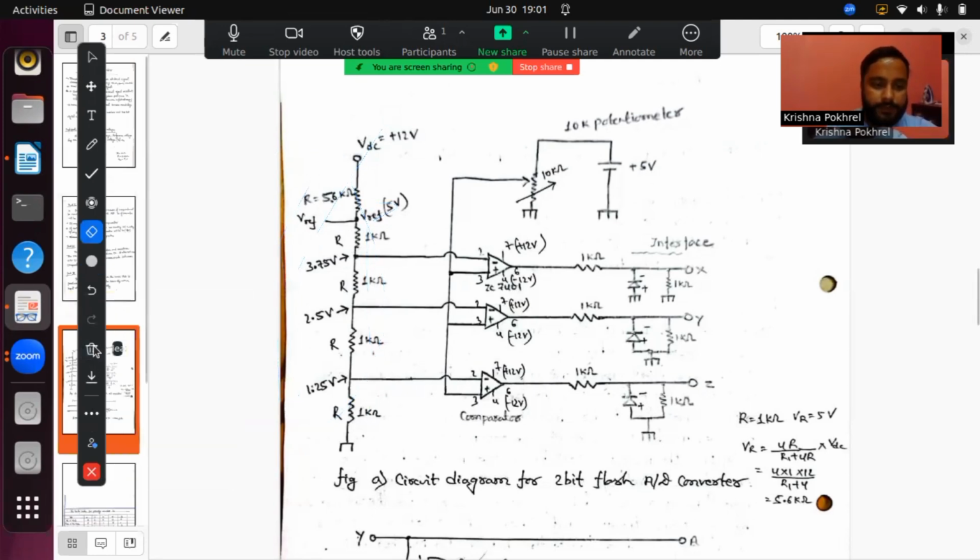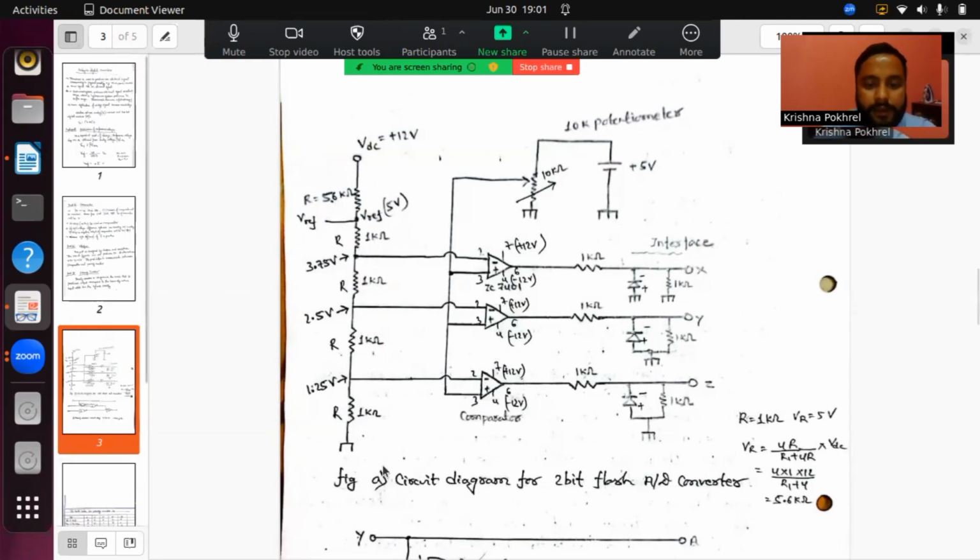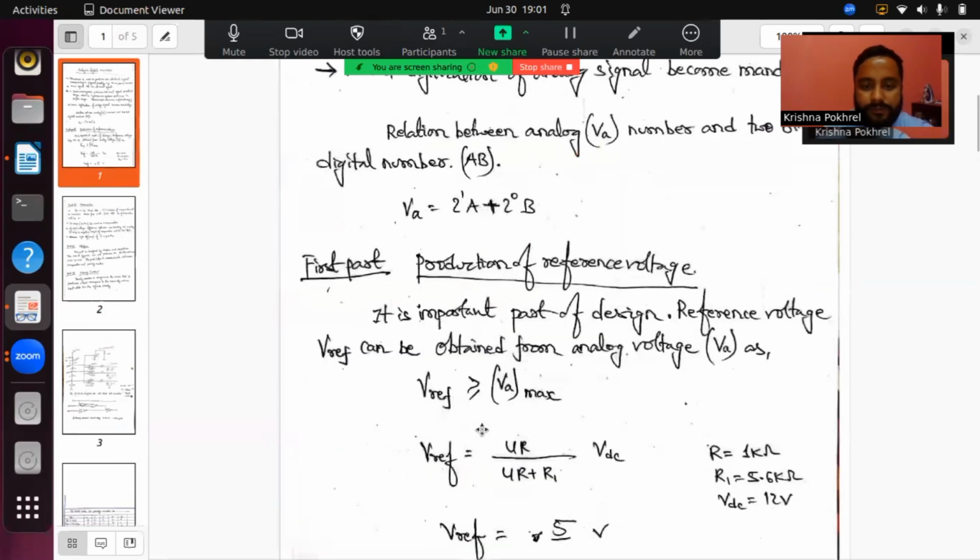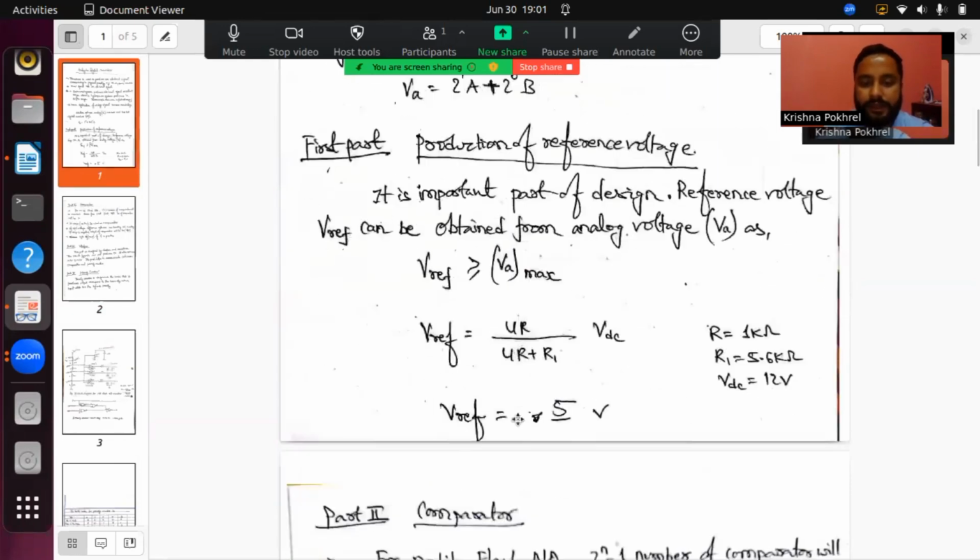Okay, I want to clear my drawing over here. Cursor, and I'll close it. Okay. I have discussed this first one, the production of reference voltage. I have explained this, and we get 5 volt here.